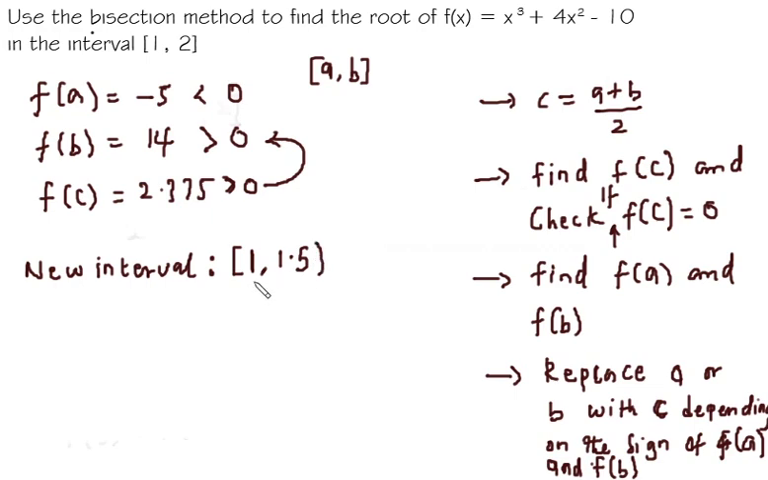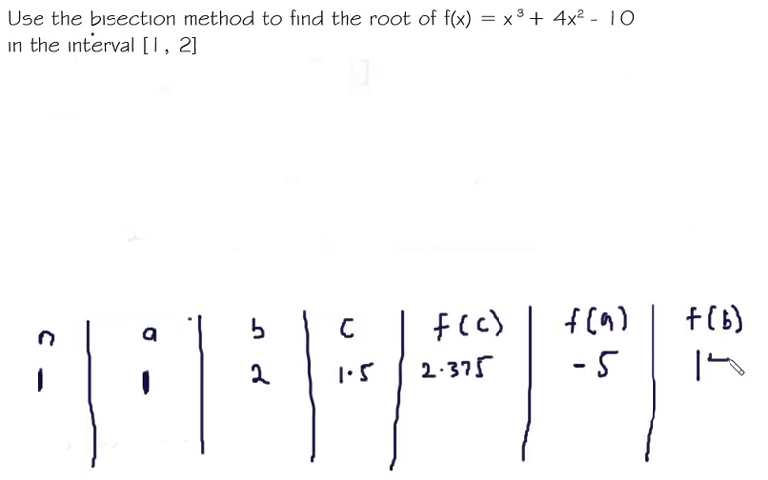Instead of doing this again and again, I like putting it in the form of a table, so that it will ease the stress. But you can continue doing it like this until f of c becomes approximately 0, right? So let's draw our table. From our analysis so far, this is what we've gotten on our table.